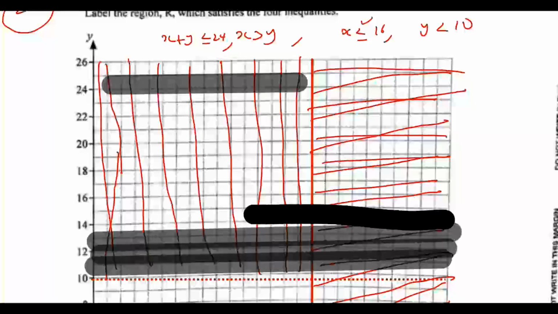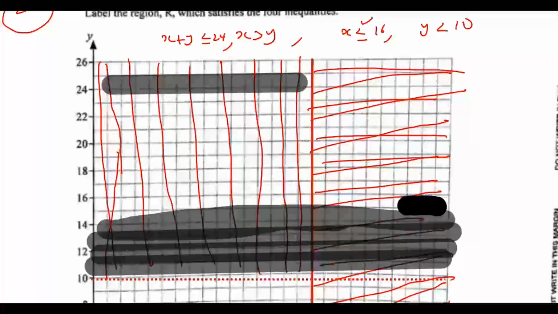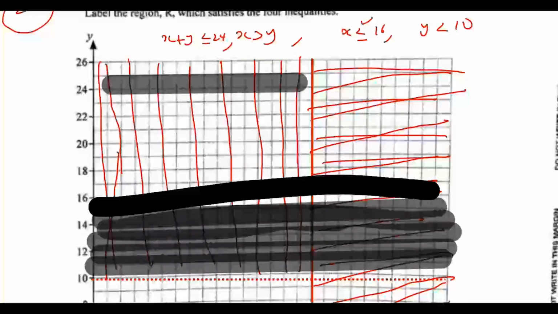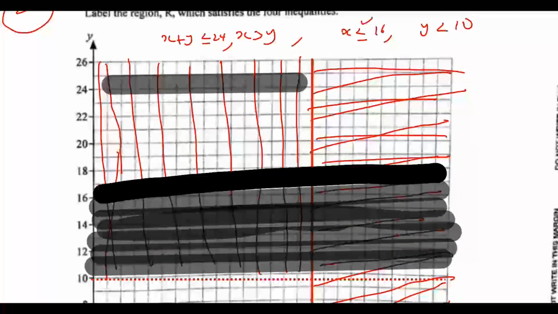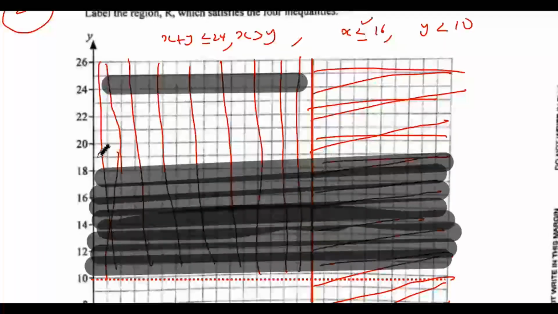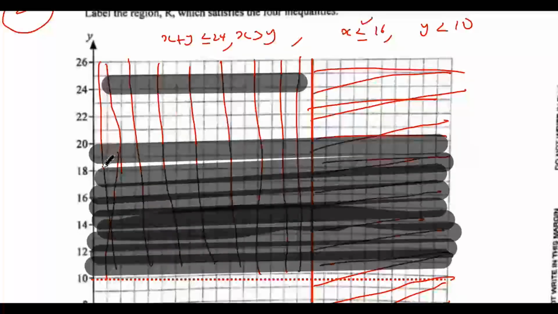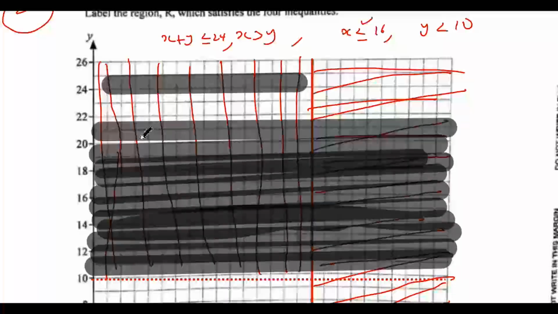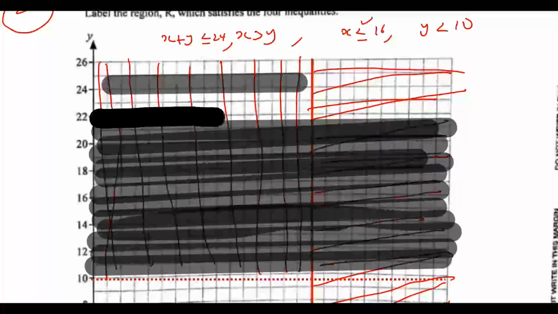Sorry, it shouldn't be more than that. Pardon me. We don't need all this. So we need to shade this too, as well as this. Take this one too. Let's take this one too. So these are the unwanted values for y less than 10.